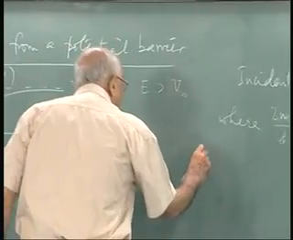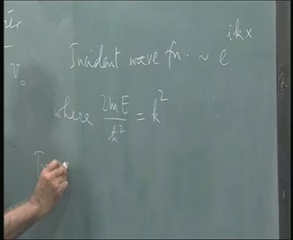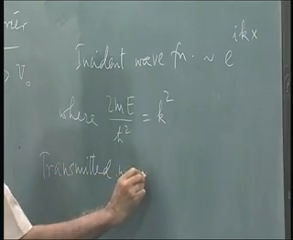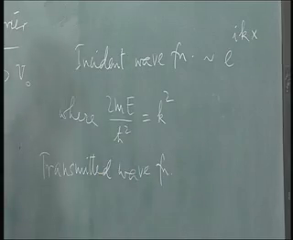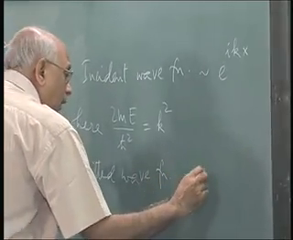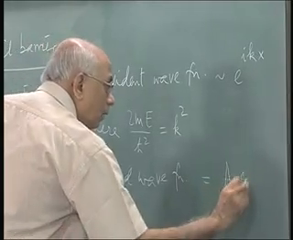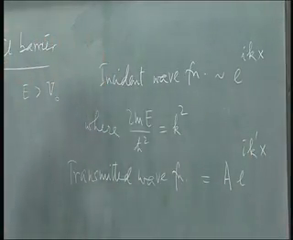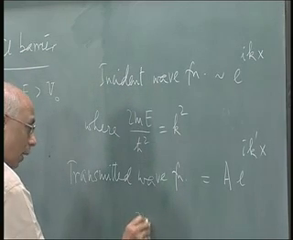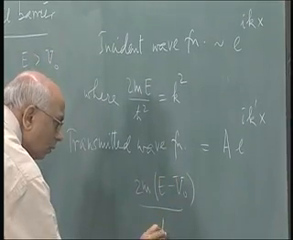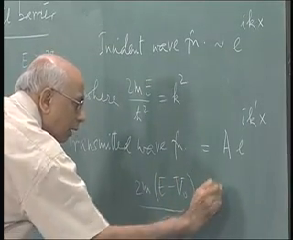On the right hand side, the transmitted wave function is equal to some constant, I do not care what it is, some A e to the power i k prime x. And what is k prime? 2m (E minus V naught) over h cross squared equals k prime squared.